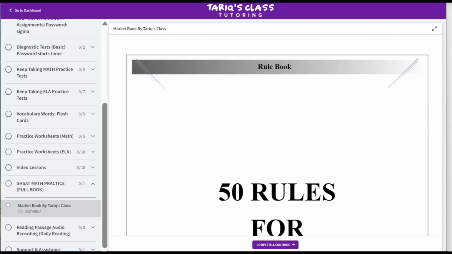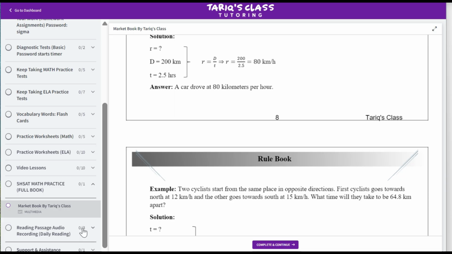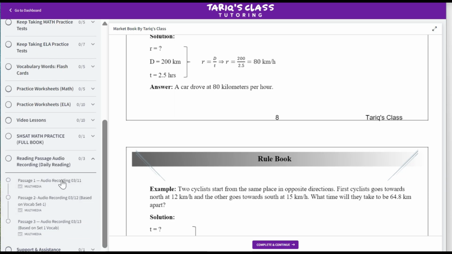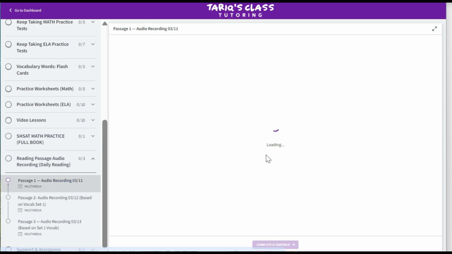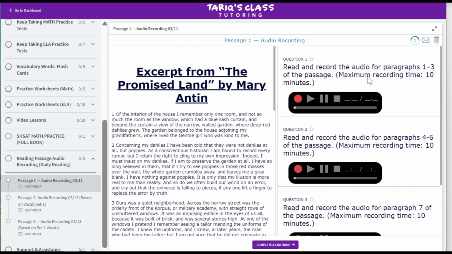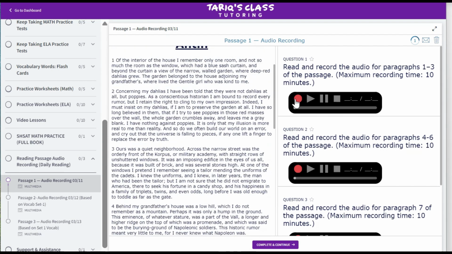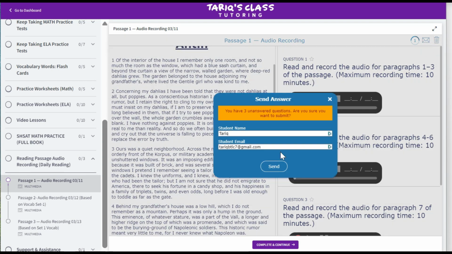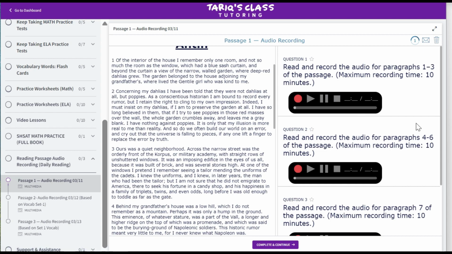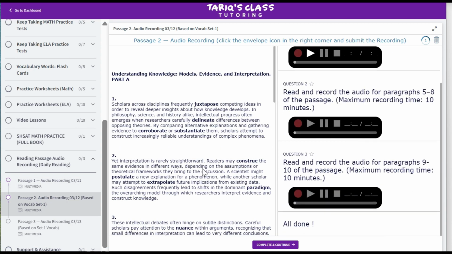Another thing I do is the daily reading, the reading audio thing. You see, students read and record the audio for the first paragraph, 1 to 3, and then they send it to me, and that way I get it and I hear it. So I make sure the students are doing daily reading properly. So I can keep track of these things.